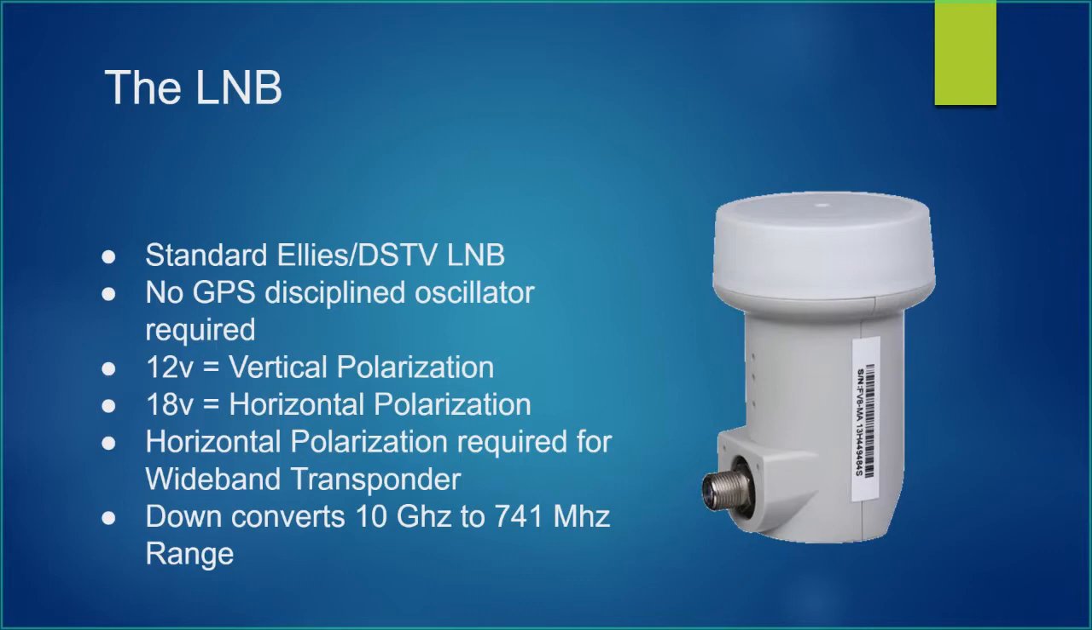So using the bias T, if you send 12 volts to the LNB, then it will be in vertical polarization. But if you switch it to 18 volts, then it will switch to horizontal polarization.